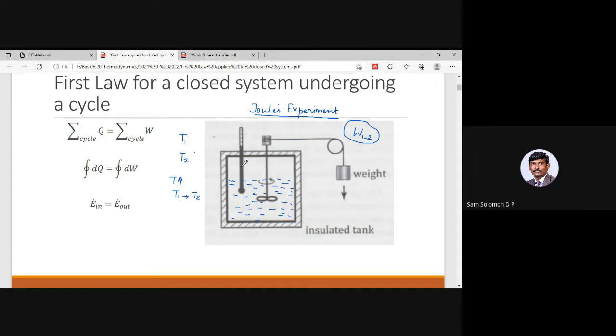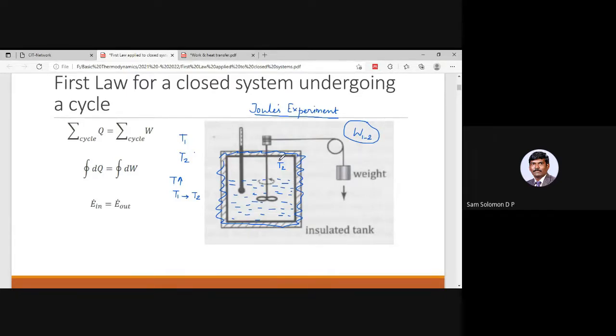Then what he did was, now it is at temperature T2, he just removed the insulation. All this insulation was removed. He removed all the insulation. And now it is just a tank which is being exposed to the surrounding atmosphere. The walls of the container are exposed to the surrounding atmosphere. Now what will happen?